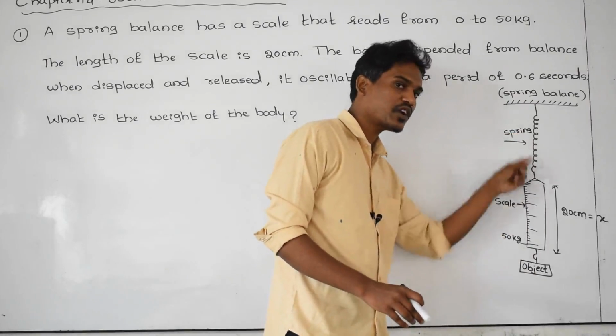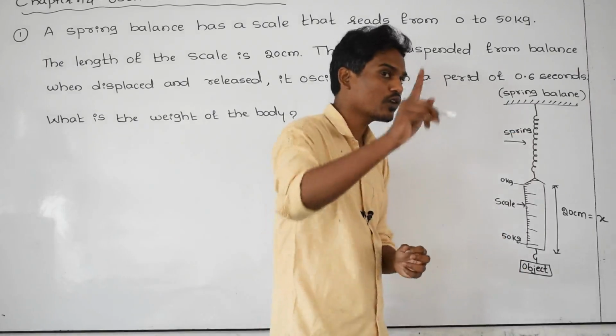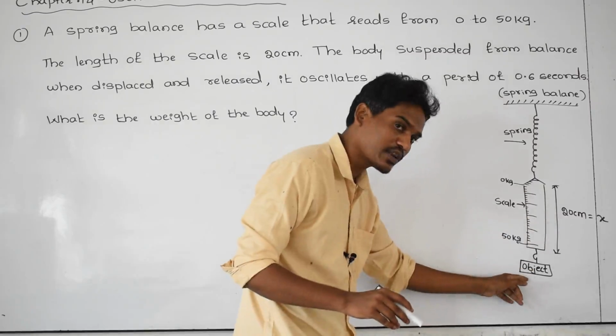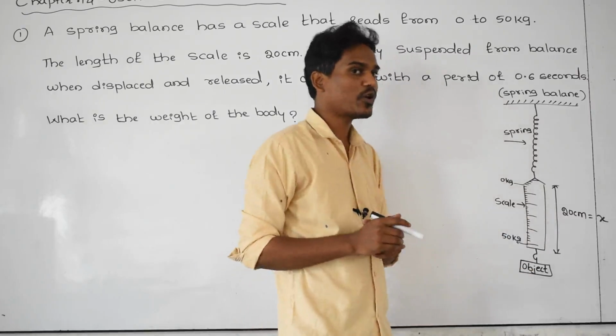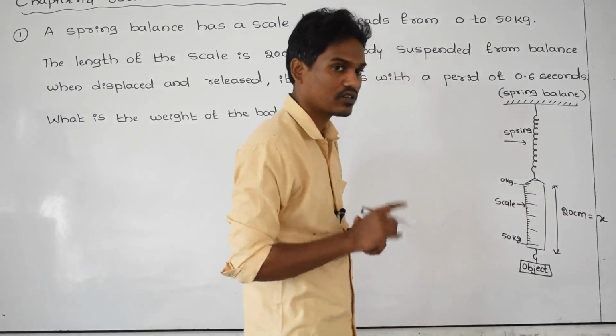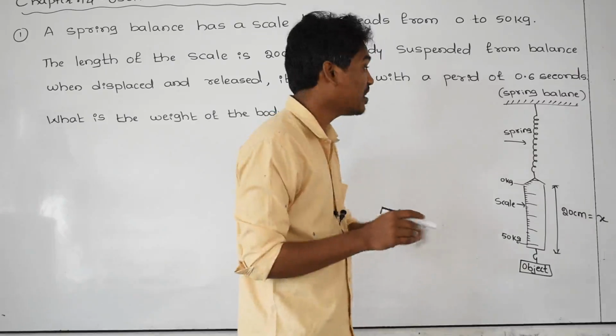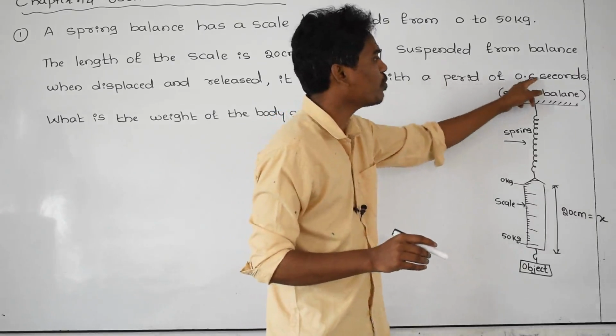Whenever it is in simple harmonic motion, to complete one cycle means it is going off and coming back to the same point, then we are going to call it as one complete cycle. In order to complete one cycle, how much time is it taking? 0.6 seconds.